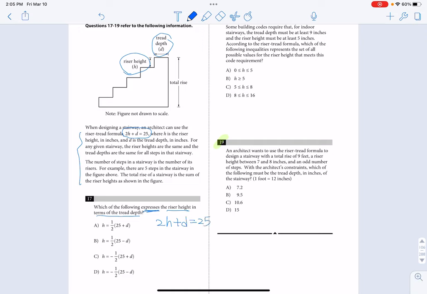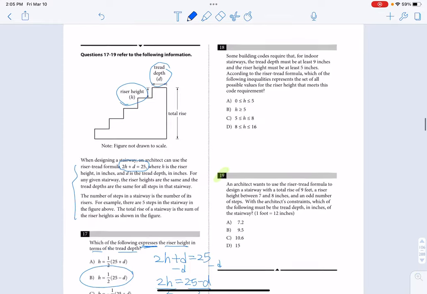To get h in terms of d, you subtract d on both sides. 2h equals 25 minus d, and divide by 2 on both sides. So h equals, I'm going to say 1 over 2 first because they expressed it that way, 1 over 2 times 25 minus d will be h in terms of d.